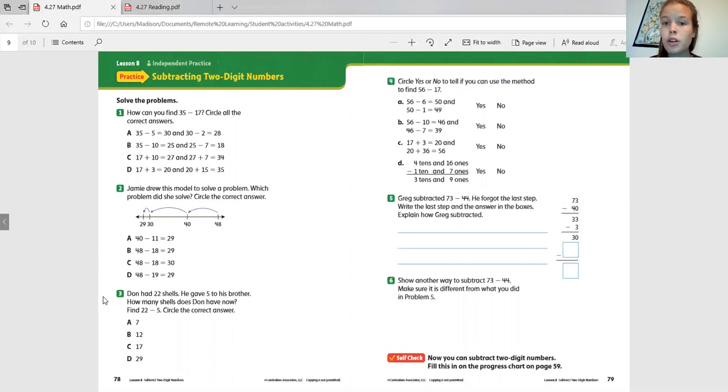Problem number 4, circle yes or no to tell if you can use the method to find 56 minus 17. So go through and see if you can use these different methods to solve the problem. Number 5, Greg subtracted 73 minus 44. He forgot the last step. So write the last step to answer his problem. And then number 6, show a different way to subtract 73 minus 44. So different than what Greg did in number 5 to subtract that problem.